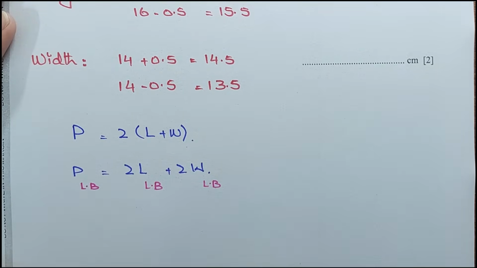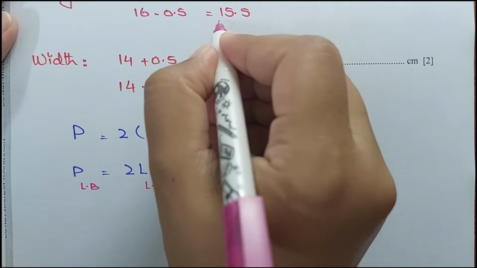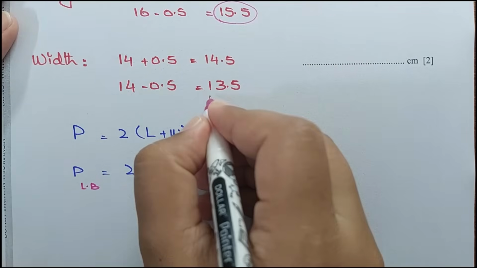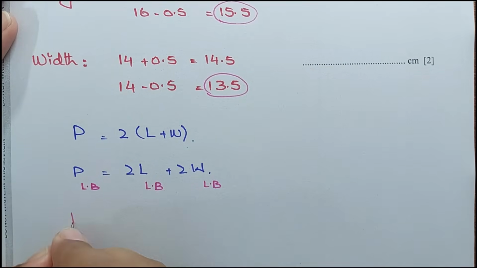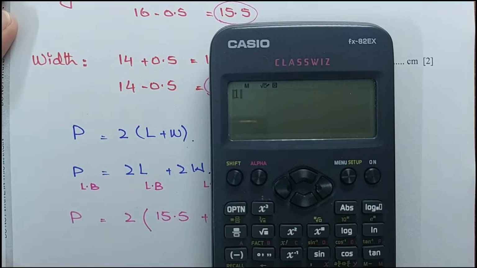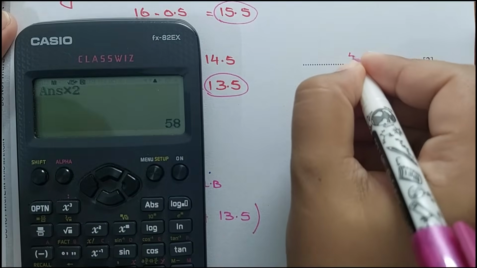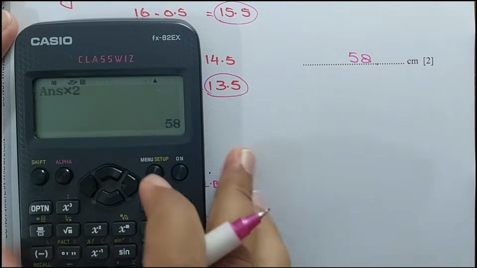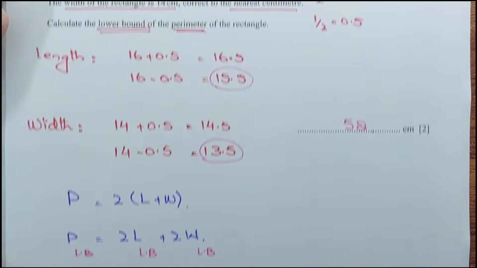Okay, so we know that the length lower bound is 15.5 and the width lower bound is 13.5. So P would be 2 times length, which is 15.5, plus the width, that is 13.5. Let me figure out 15.5 plus 13.5 multiplied by 2, that is 58. So 58 centimeters is the lower bound of the perimeter of the rectangle.